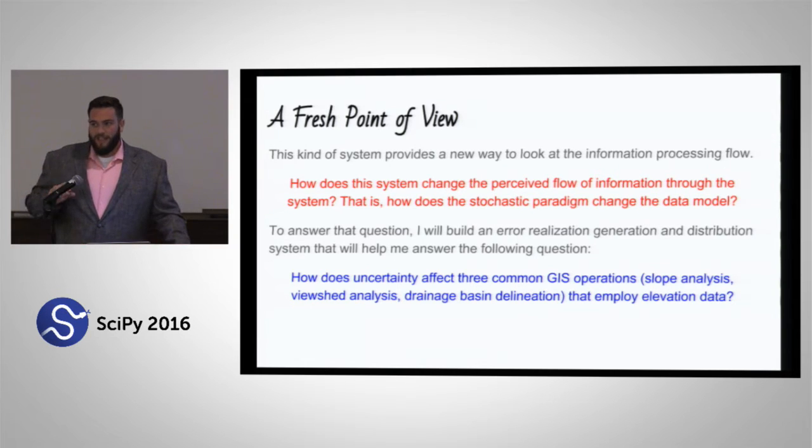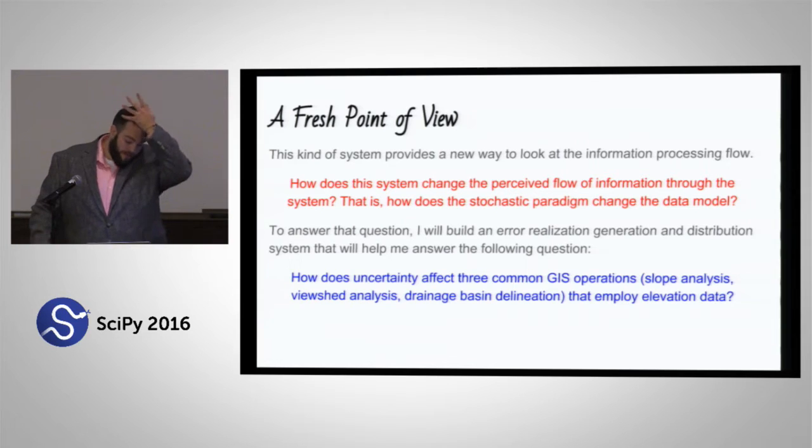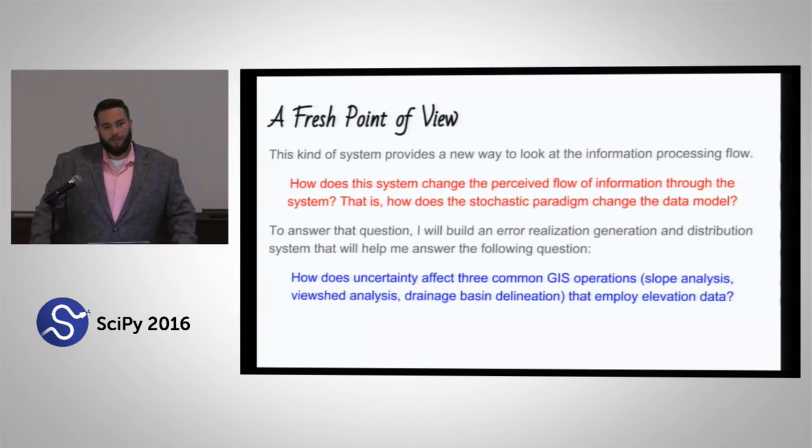I'll talk about this at the end, but if you think about it, this idea kind of changes the whole GIS data model, because you don't need just one data set anymore. You kind of need thousands to get a good answer. And so to make a little bit clearer what I mean on that, we're also going to explore how this would look in 3 very common GIS operations: slope analysis, viewshed analysis, and drainage basin delineation.